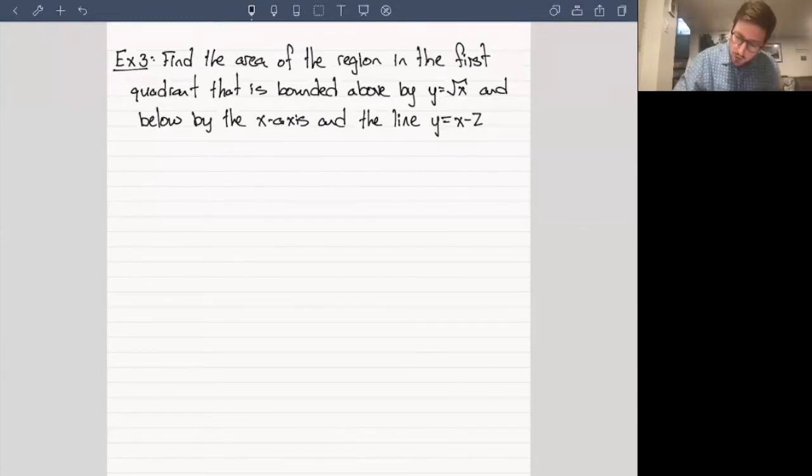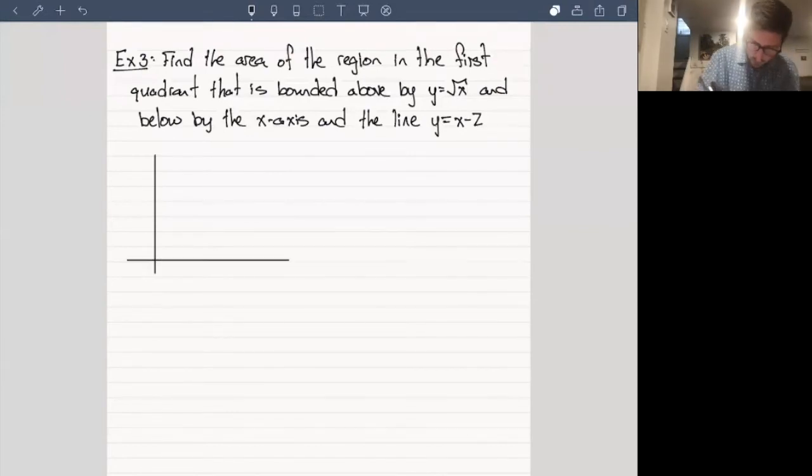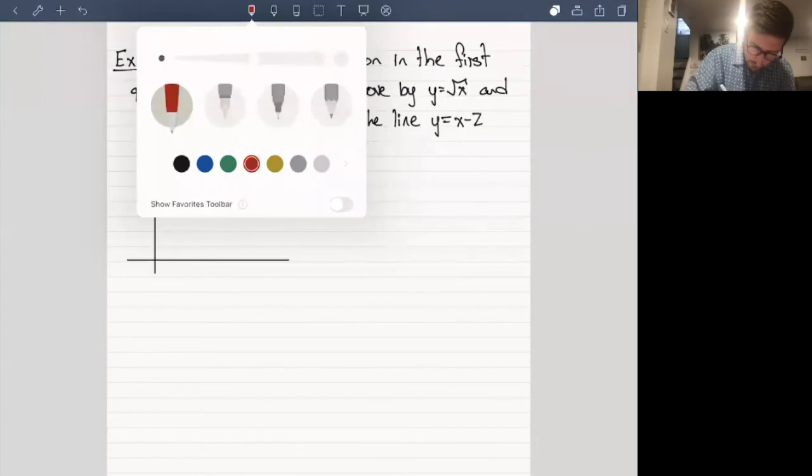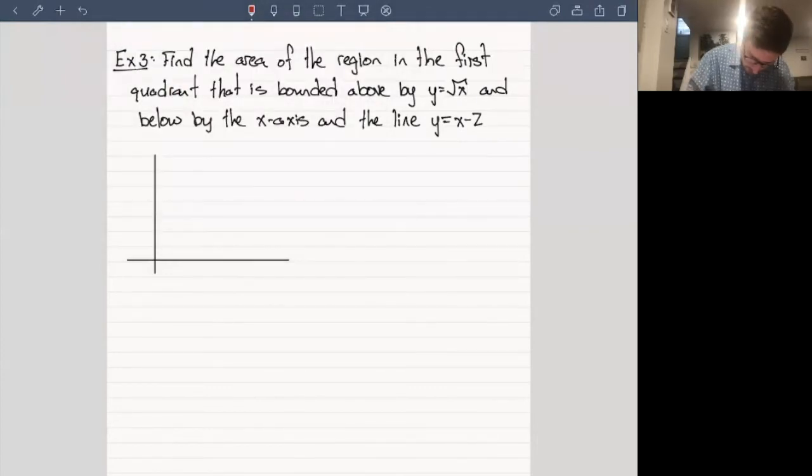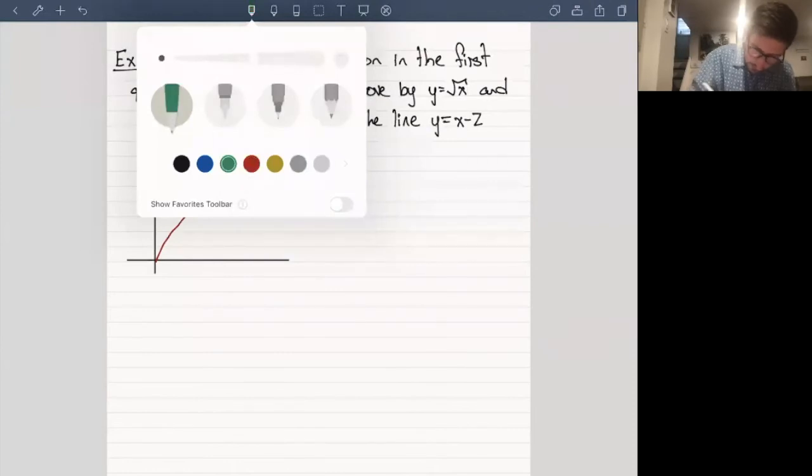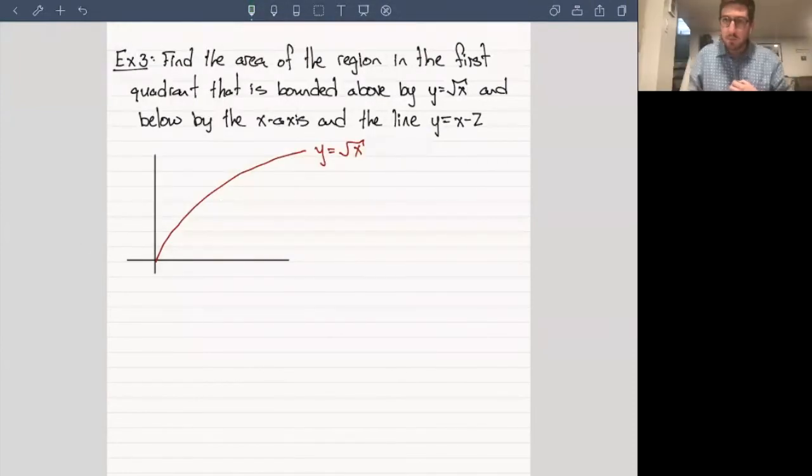Okay, so this one is slightly more complicated. Let's give it a little sketch to see what we're working with. Let's start with the square root of x function. So here we have y is equal to the square root of x. Now, if we take a look at what this is telling us, it says it's bounded below by the x-axis and the line y is equal to x minus 2. Now, the line y equal to x minus 2 has a root at 2, and it's negative beyond that.